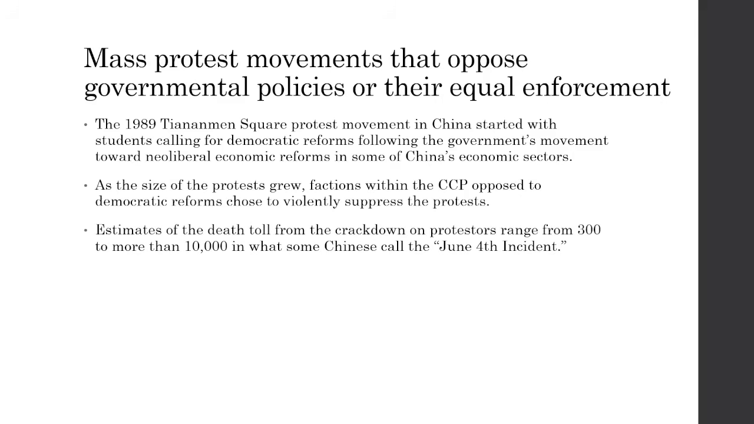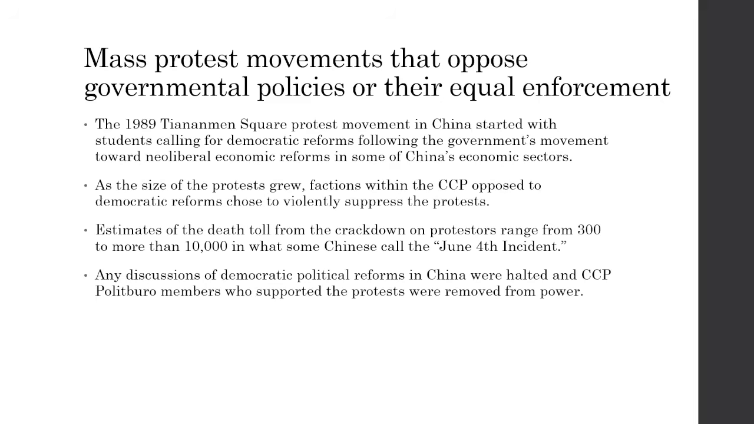And it's known by many Chinese as the June 4th incident. Now, why is it considered the 300 to 10,000 range? That's a pretty big range, a pretty big difference. 300 dying is a lot less than 10,000. Well, that's because of any discussions of democratic policy reforms in China were halted, and the CCP Politburo members who supported the protests were removed from power.